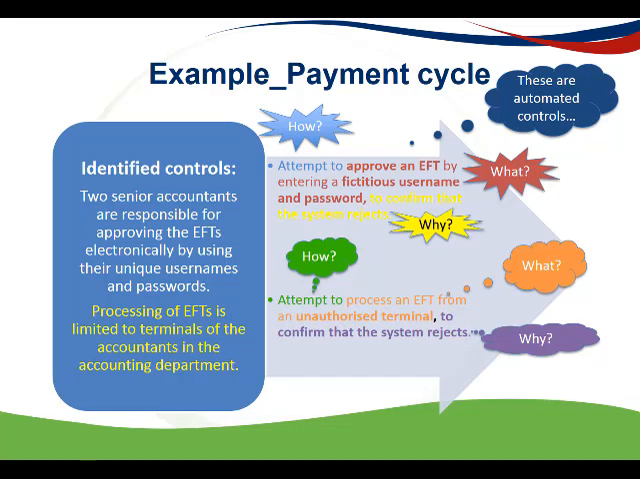The second control: processing of EFTs is limited to terminals of the accountants in the accounting department. Again, this is an automated control. How will we test this control? Attempt to process an EFT from an unauthorized terminal. Why? To confirm that the system rejects.